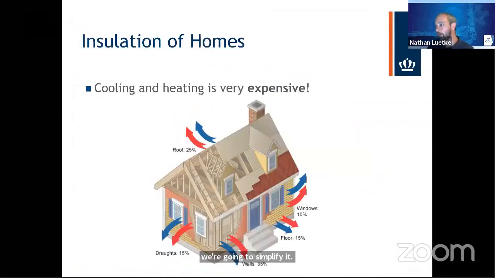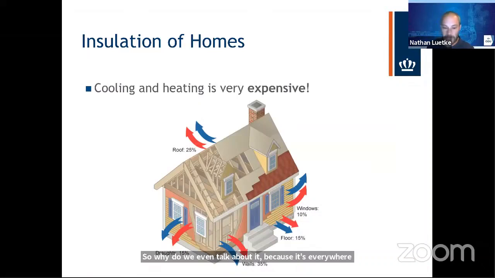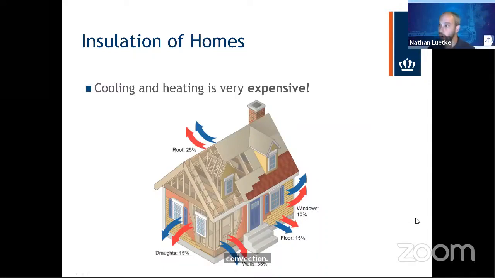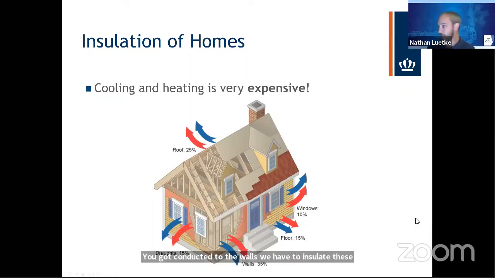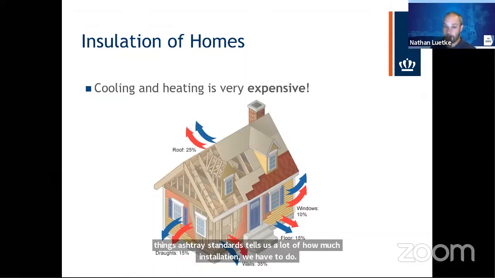So why do we even talk about it? Because it's everywhere. You've got a house. You're going to have a lot of heat transfer. You're going to have conduction through the roof, through the windows, through the floor. Drafts carry heat out the window through convection. You've got conduction through the walls. We have to insulate these things. ASHRAE standards tell us a lot about how much insulation we have to use, but it's everywhere. We've got to deal with that.